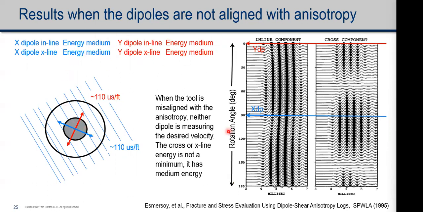Depending on what we call this rotation angle, my Y dipole, let's say, is at 0 degrees. My X dipole on the tool is perpendicular, at 90 degrees. So I measure a medium amount of energy on my X dipole, and I measure a medium amount of energy on the cross line component for the Y dipole. But in the direction of the anisotropy, I've got a minimum in energy on the cross line here, and a minimum in energy right here, and one turns out to be fast and one turns out to be slow.